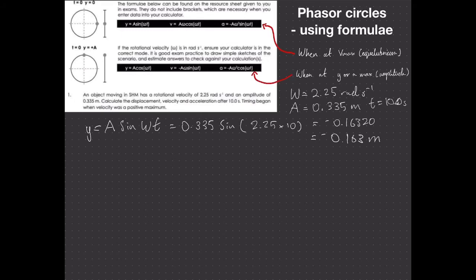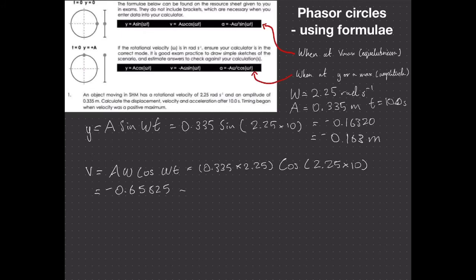Onto velocity. Remembering we're using our equations from above. V equals A omega cosine omega t. Okay. If we input our numbers, 0.335 times 2.25 cosine 2.25 times 10, okay, which will give us a calculation of negative 0.65825, okay, which we're going to round to negative 0.658. Okay, remember we have velocity, meters per second. A reminder that the negative showing us the direction of the velocity.